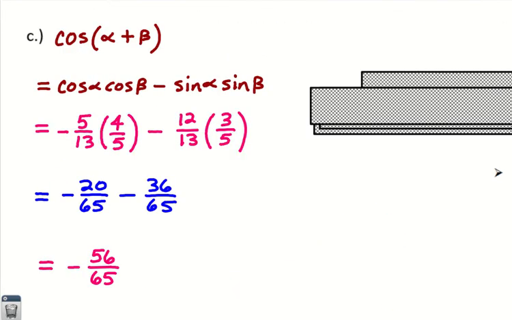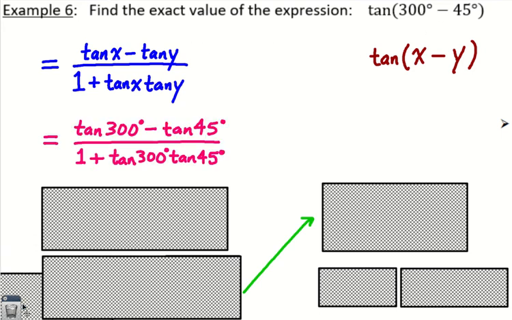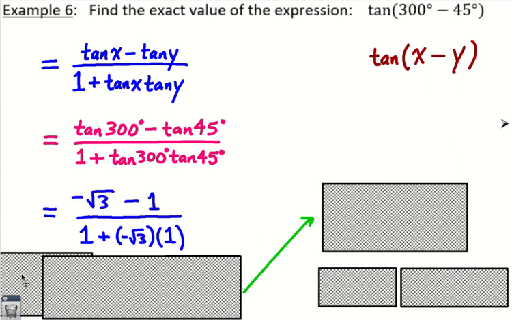So basically now all we do is, x was 300, y was 45, bam. So it becomes that. And why does this get us places? Because we know what the tangent of 300 is exactly. We know what the tangent of 45 is exactly. We can just go on our cheat chart. So the tangent of 300 is negative root 3. The tangent of 45 is 1, and so we get to here.